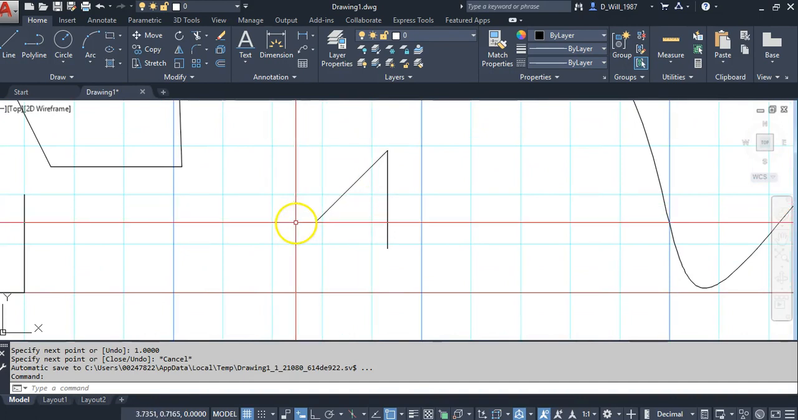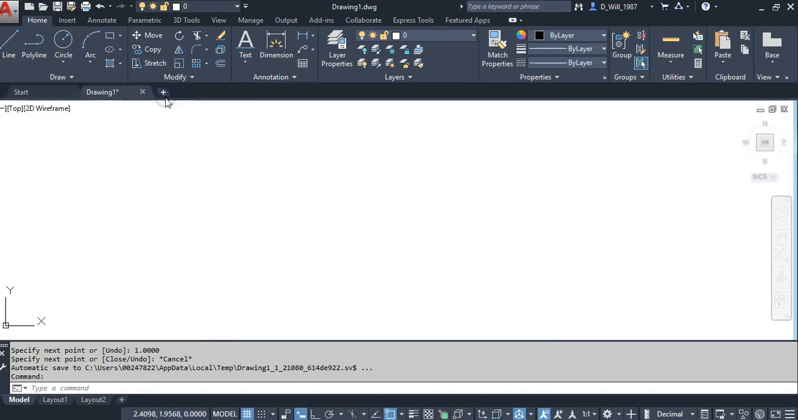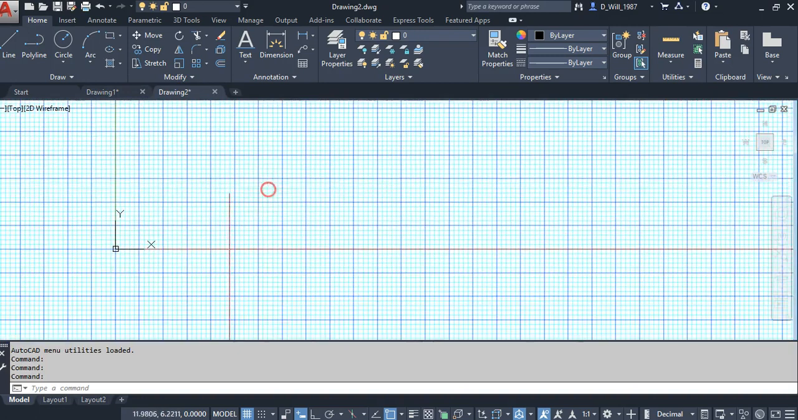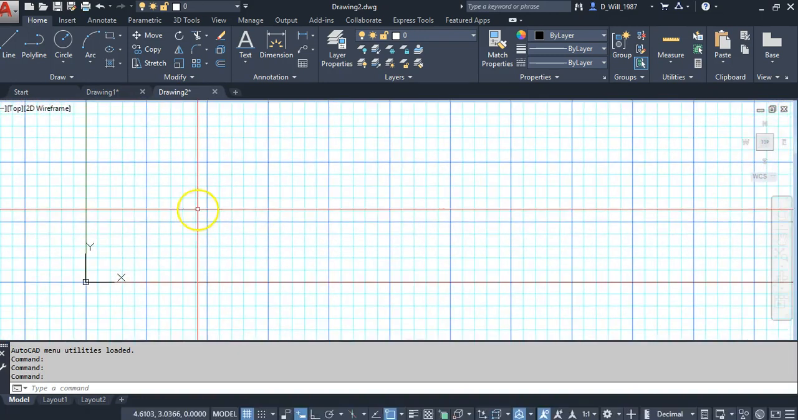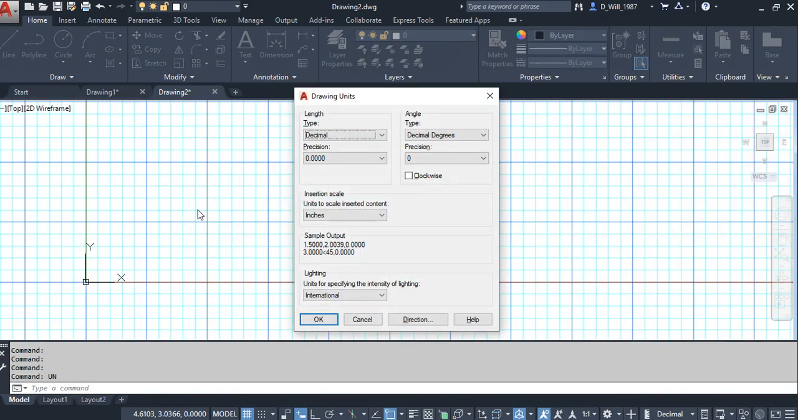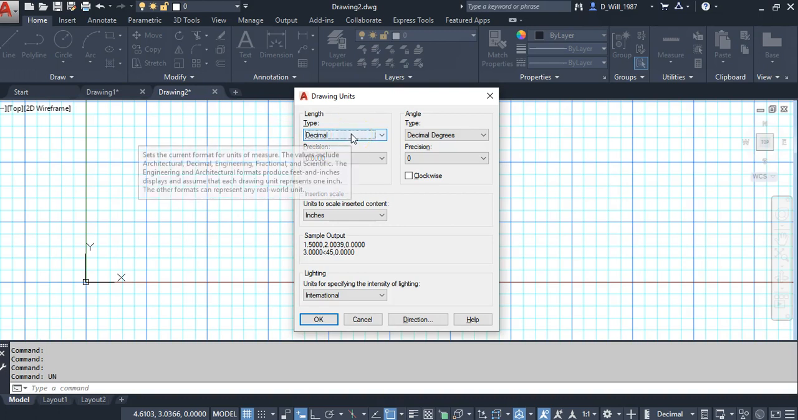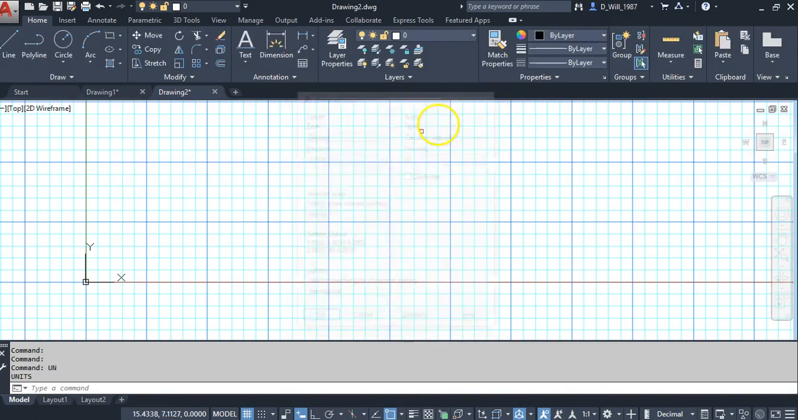Some things that we want to do when we start a brand new file. The very first thing you need to do is you need to set your units, right? If we're working with feet and inches, and you go to type in feet any time after now, but you're set for decimal, it's not going to accept that. So the first thing you should do every time you start a brand new file is set your units.